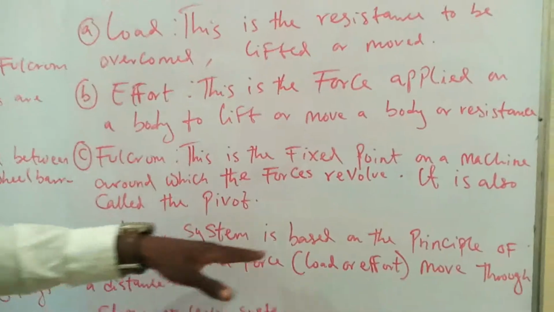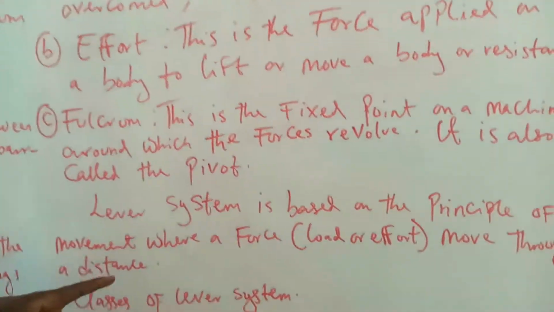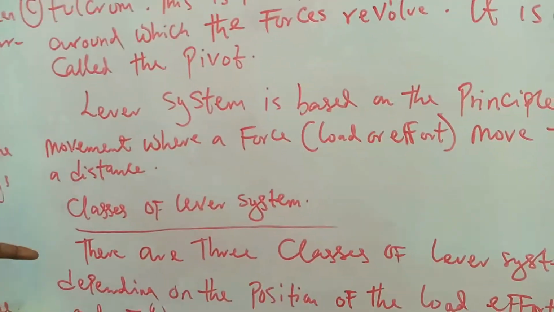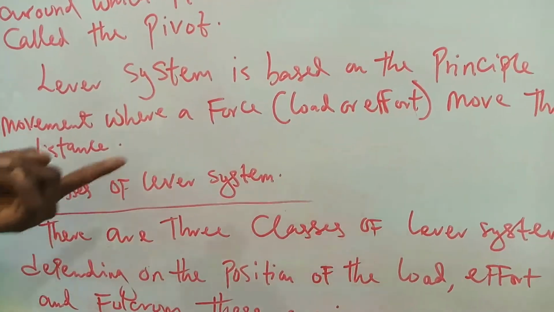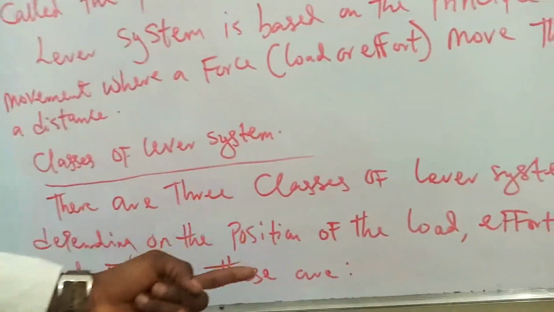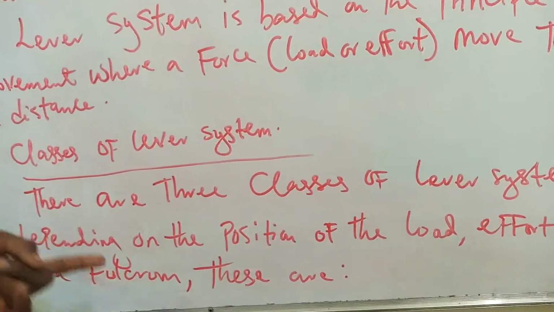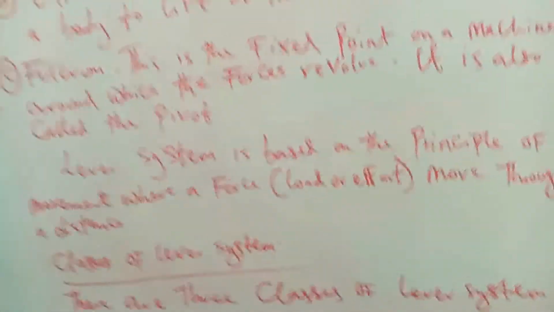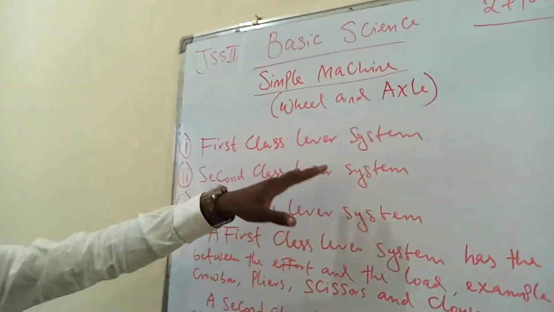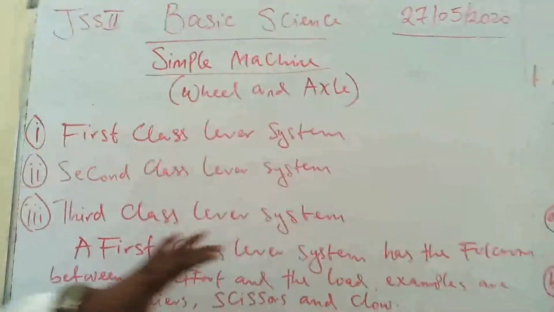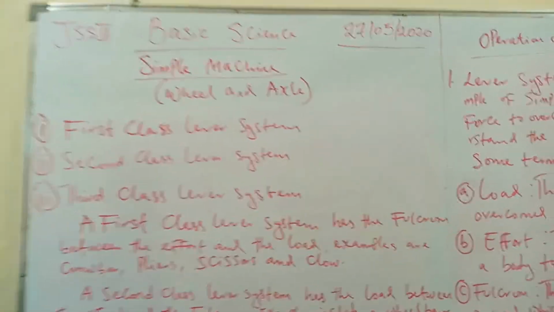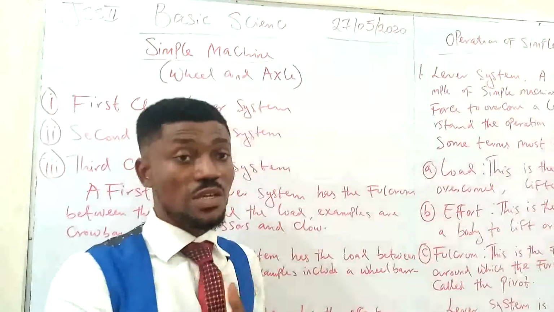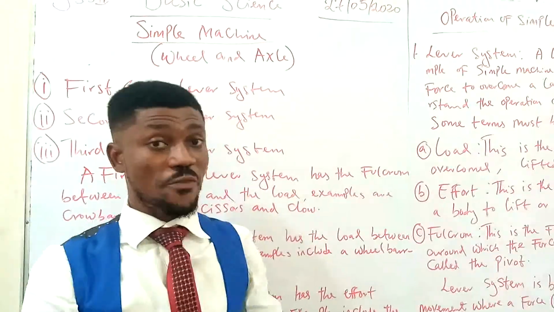Now, the lever system is based on the principle of movement, where a force, that is the load or effort, moves through a distance. We have three classes of lever system, depending on the position of the load, effort, and fulcrum. These are the first class, the second class, and the third class lever system. Don't forget, these are based on the position between the fulcrum, the effort, and the load.